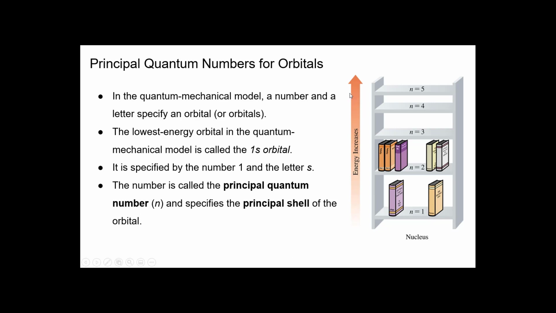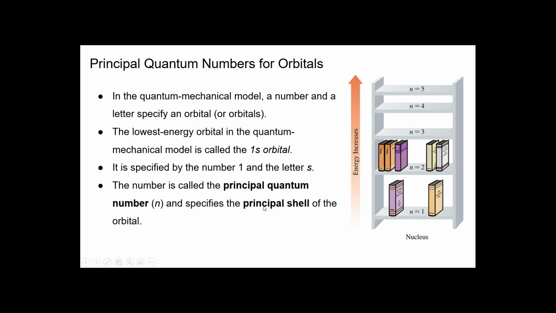So the lowest energy orbital is called 1s. So it's a 1, and we call it s. We're going to get more into it. But this level right here, this whole shelf, is called a principal quantum number, and it specifies the principal shell of the orbital. So what this means is that, let's say this is your address. This principal quantum number is your address.